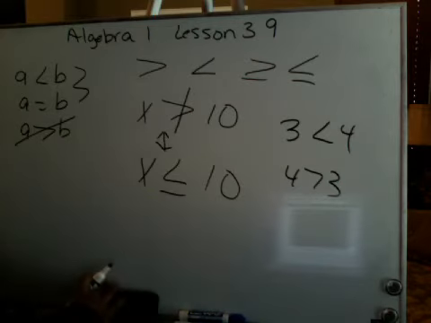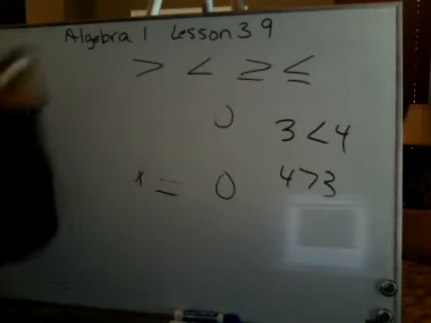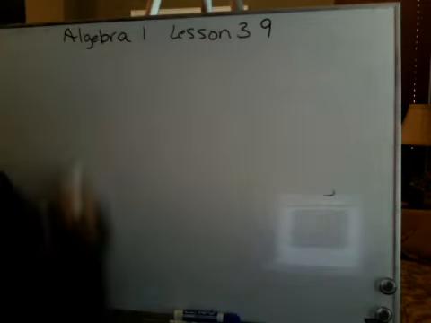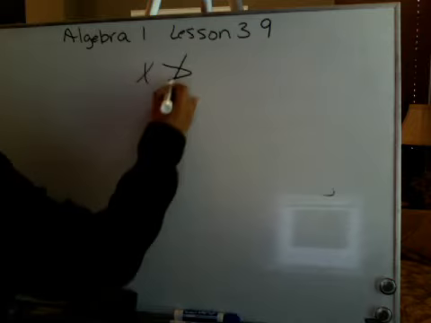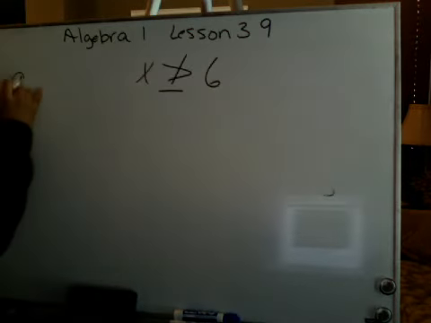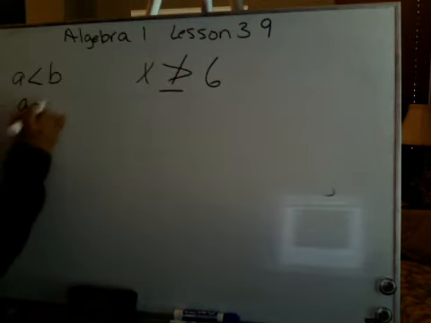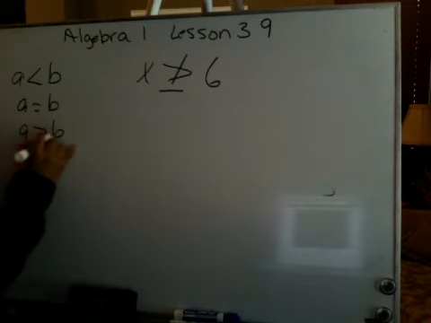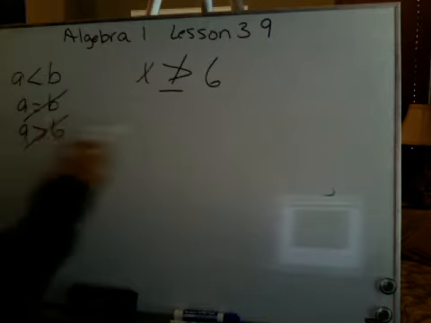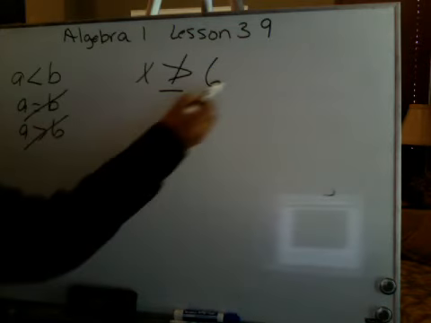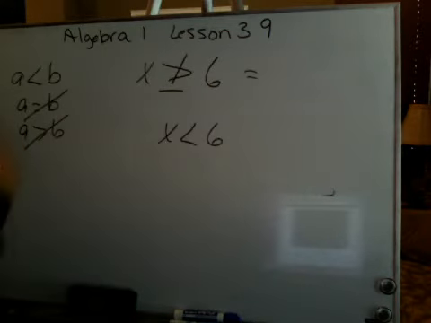So let's look at another example. Let's look at x is not greater than or equal to 6. Again, let me write these down. So we said x is not greater than 6 and x is not equal to 6. Another way to write this statement is to say x is less than 6, because remember we said there's three possibilities, and there's exactly only one.